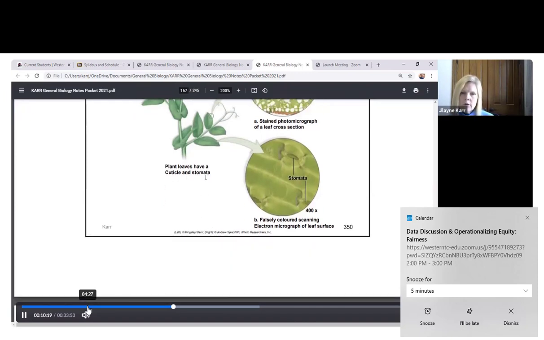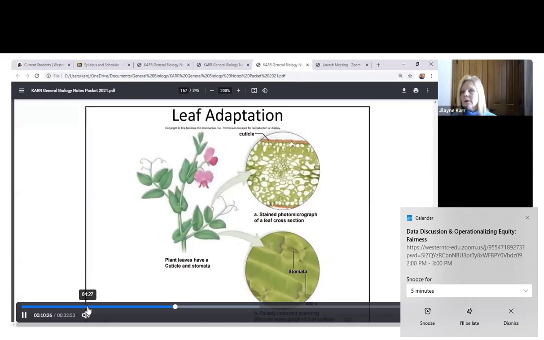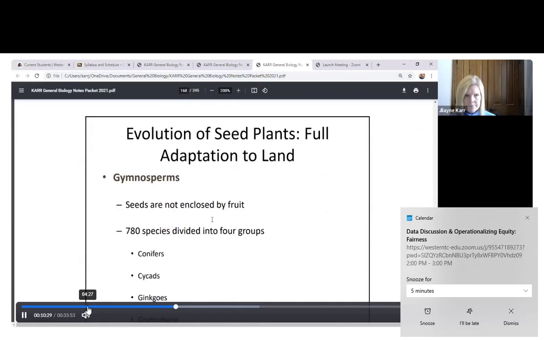So leaves have the cuticle and the stomata. Again, just understanding the function of those structures. The stomata is for gas exchange, and the cuticle is to prevent water loss in that leaf.